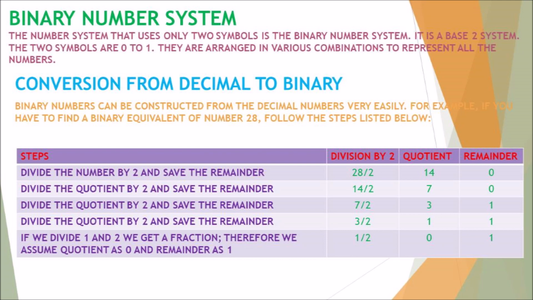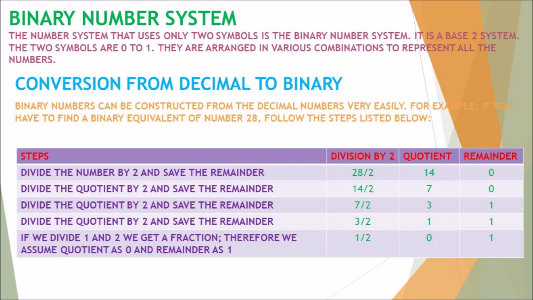28 divided by 2 gives quotient 14 and remainder 0. Next we divide the quotient we got, 14, again by 2: the quotient is 7 and the remainder is 0. Again we repeat the same step for 7 divided by 2: the quotient is 3 and the remainder is 1. We repeat the same process until we get the quotient as 0. This is how we convert a decimal number to binary.